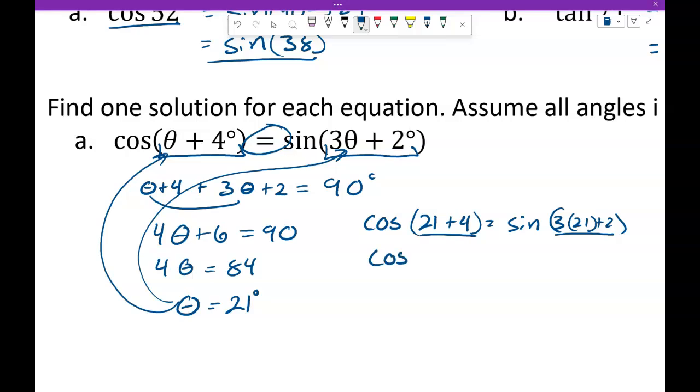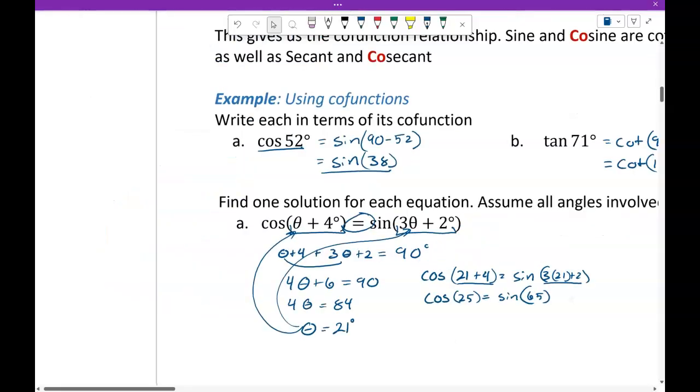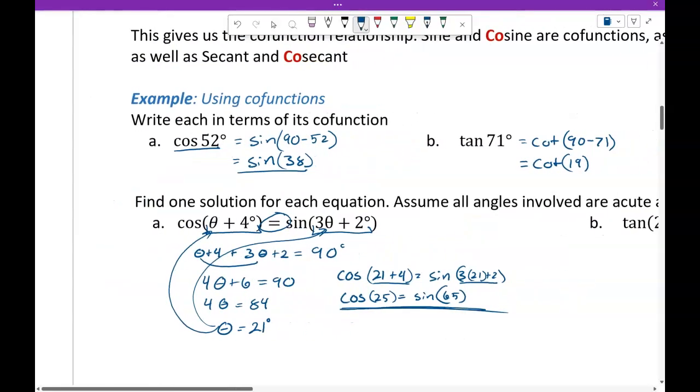So we have cosine of 25 has to equal sine of 65. And that holds true with our cofunction relationships. 25 plus 65 is 90. They're complementary. Those two values are equivalent, so we know that theta is equal to 21.